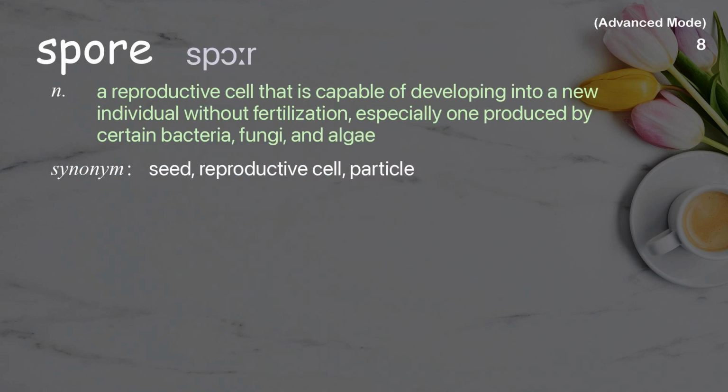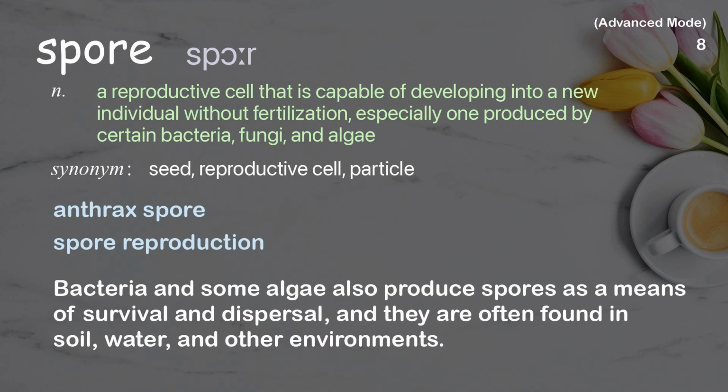Spore. A reproductive cell that is capable of developing into a new individual without fertilization, especially one produced by certain bacteria, fungi, and algae. Examples: Anthrax spore. Spore reproduction. Bacteria and some algae also produce spores as a means of survival and dispersal, and they are often found in soil, water, and other environments.